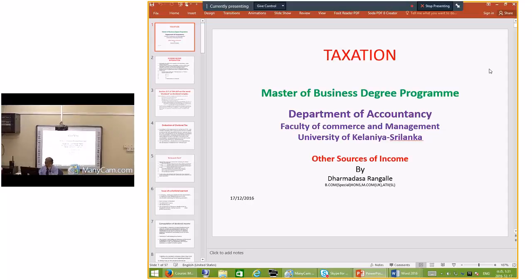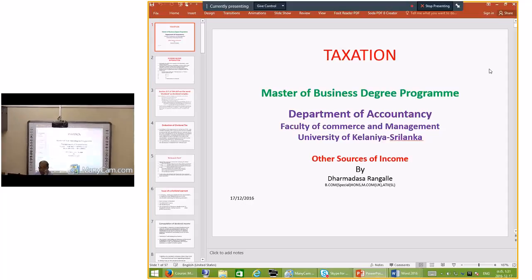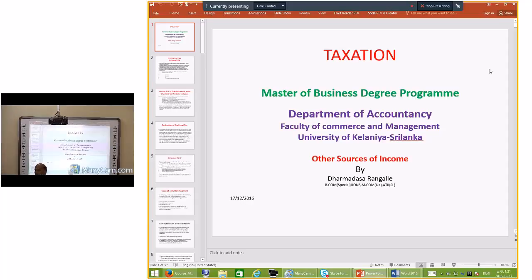That is one source of income. Especially in some cases, say rent income or interest income. Interest income is a separate source of income under the Inland Revenue Act. Section 3E describes the interest income as a separate source of income. Section 3E covers the dividend, interest or the discount.